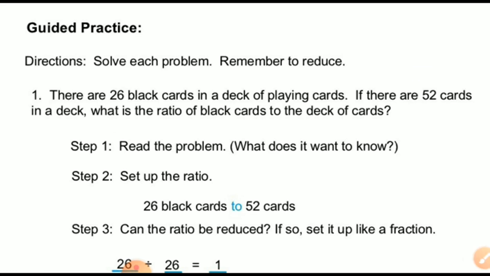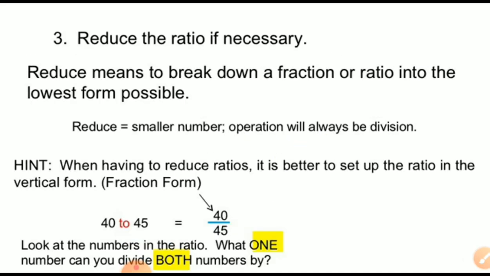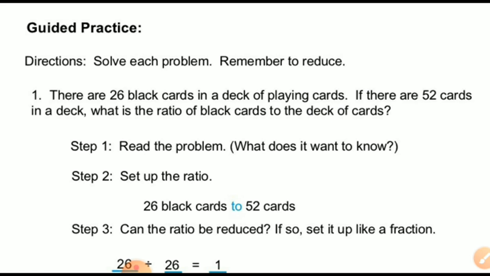Guided practice. Guided practice means you can get a final answer using the steps. Solve each problem. Remember to reduce. Reduce means to cancel the top and bottom numbers down. There are 26 black cards in a deck of playing cards. If there are 52 cards in a deck, what is the ratio of black cards to the deck of cards? Total 52 are there, out of which 26 are black.